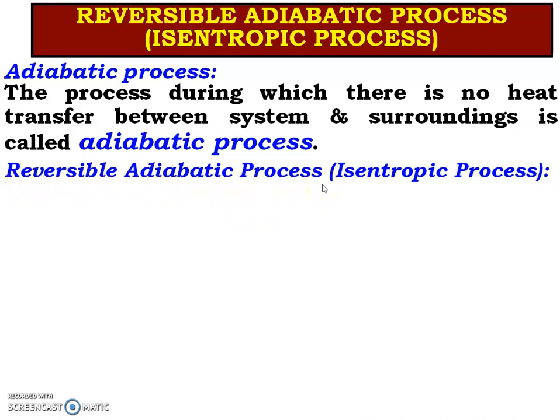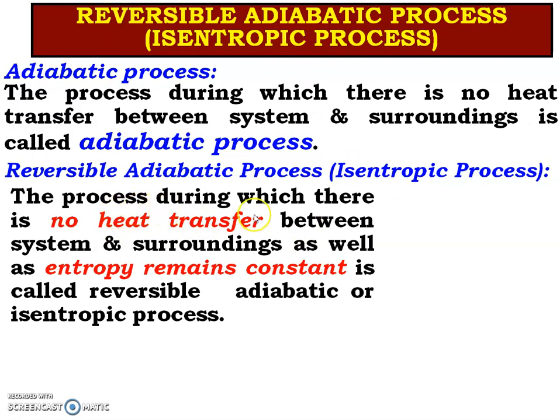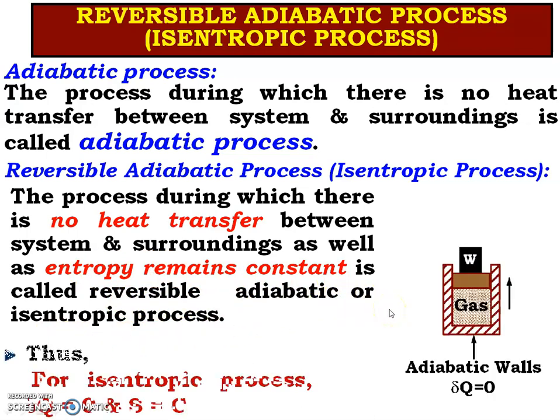So whatever comes into your paper, if they have written adiabatic process, you have to understand it is reversible adiabatic process. And reversible adiabatic process is also known as isentropic process. The process during which there is no heat transfer between system and surrounding, as well as entropy remains constant, is known as reversible adiabatic process or isentropic process.